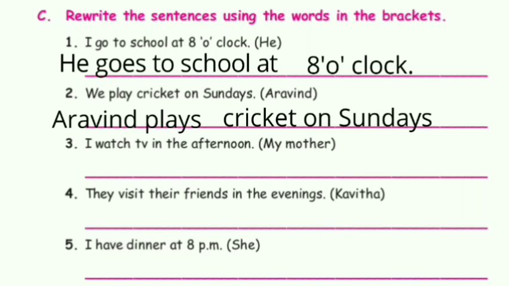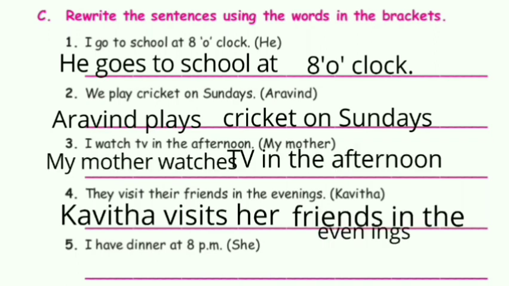Then third one, I watch TV in the afternoon. Within the bracket, my mother is given, and the given subject is I. Instead of I, we should write my mother. The verb is watch. After my mother, when we are writing the present form, we should add es. Here watch becomes watches, W-A-T-C-H-E-S. My mother watches. And the answer is my mother watches TV in the afternoon.